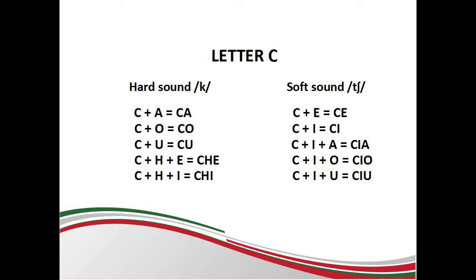So, all in all, the hard sounds of the letter C are ka, ko, ku, ke, ki. And the soft sounds are che, chi, cha, cho, chu.